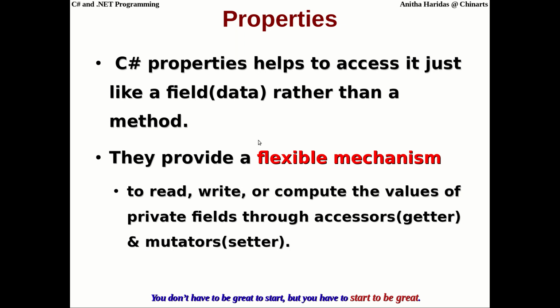We have seen it where we have used the getter and setter methods for A, whereas we have used a property for B.